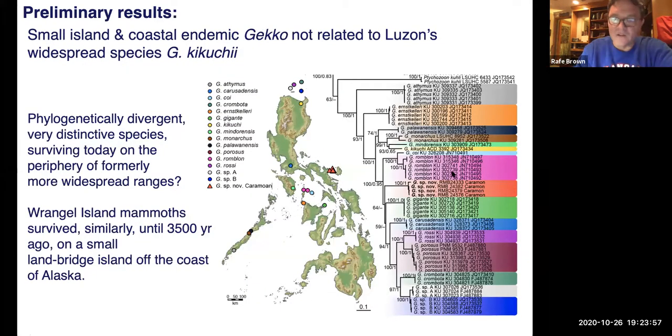Here's another example of a gecko from the Caramoan. So this is the species right here. And its closest relatives are things from the northern Philippines, off Luzon to the north, or from the small islands in the central part of the archipelago. And it's not related to the species Gekko mindorensis that's distributed throughout Luzon and Mindoro, and Gekko kikuchii. So we keep finding these small island, phylogenetically divergent, really distinctive species.